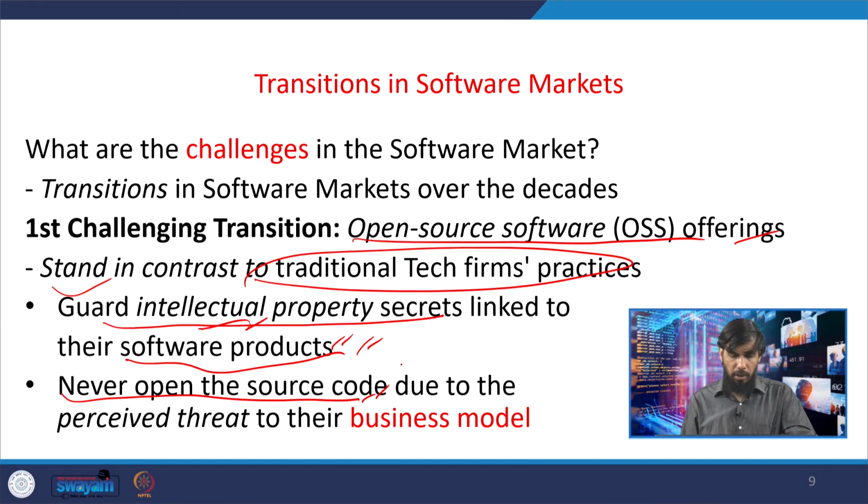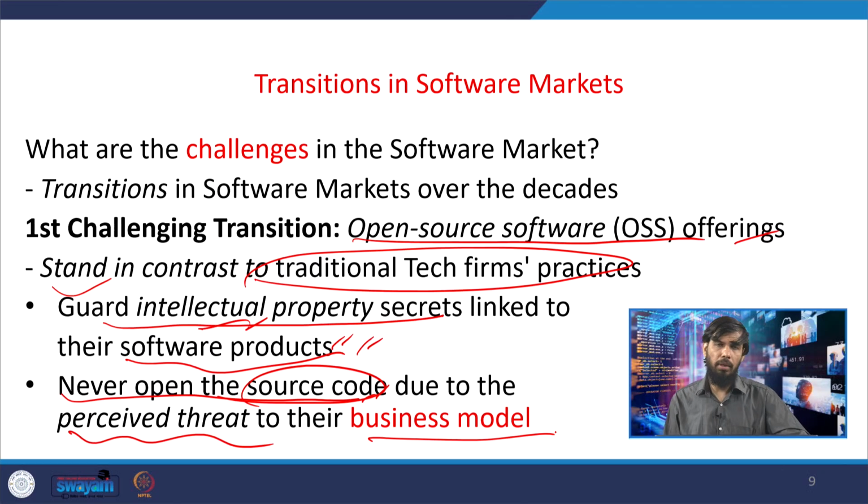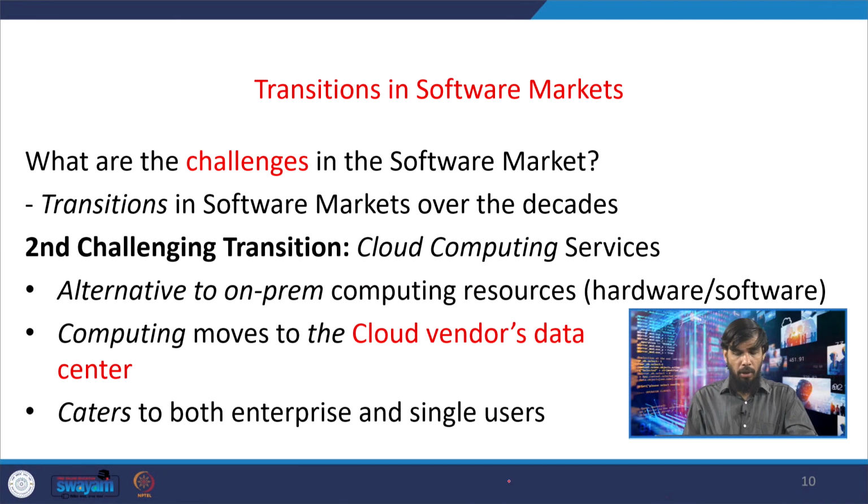Traditional tech firms with commercial software product offerings never open the source code, because they perceive a threat to their business model. If they open the source code, anybody can make changes, create new intellectual property, and then threaten the way they are making money. So, obviously, it makes sense for them to not open the source code. Now, while this was going on, the tech leaders were facing a direct challenge from the first transition, from the OSS community.